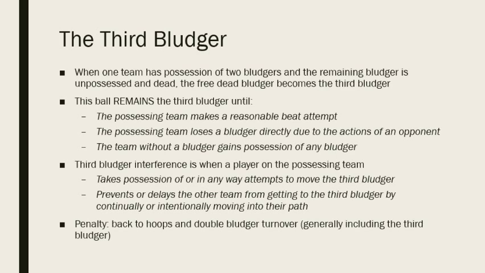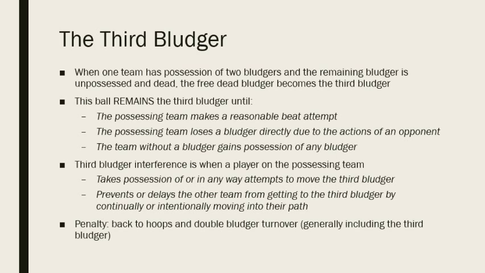You can't just drop it though, because the only thing you can do is throw it at a reasonable beat target. And finally, if the other team gains possession of any bludger, so even if you do throw it and it's not a reasonable beat attempt because you forget or whatever, once the other team has a bludger, the third bludger stops being the third bludger. Okay, so what does the third bludger mean, or why is it important?